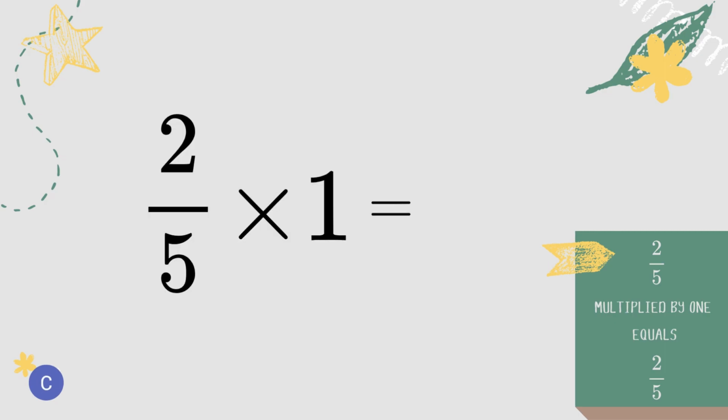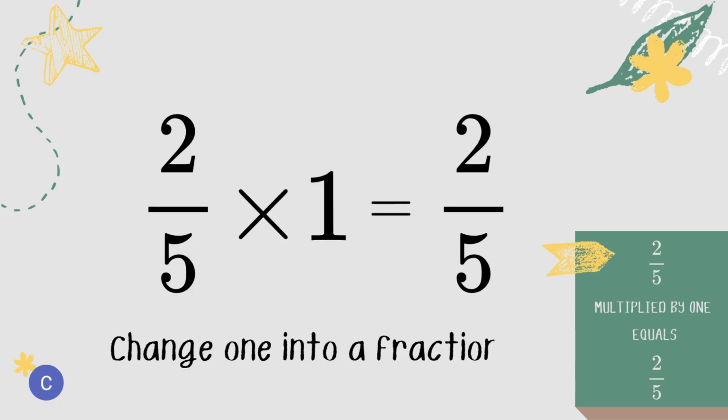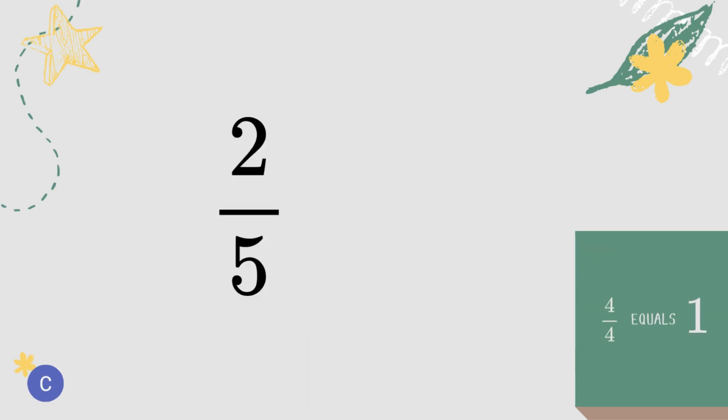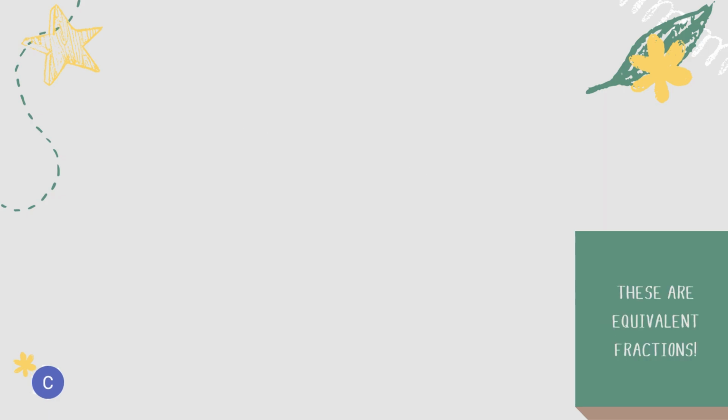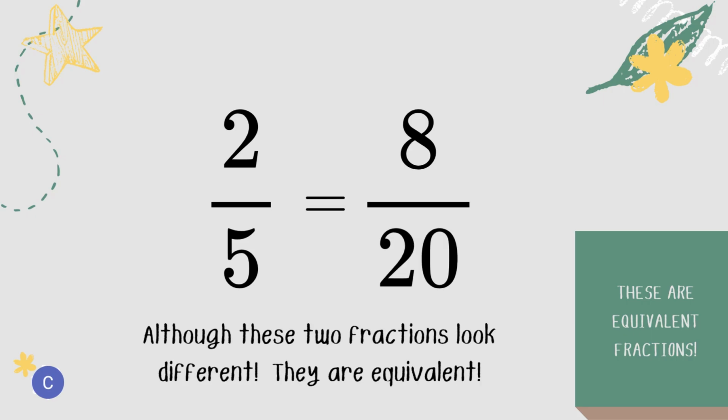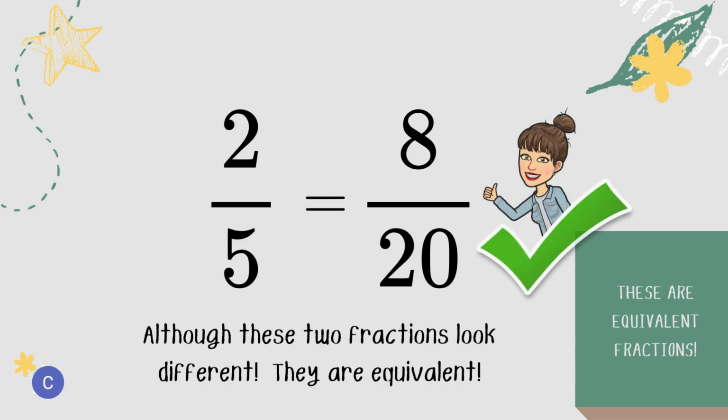2/5 times 1 equals 2/5. We can use any form of the number 1 to create an equivalent fraction. Let's use 4/4 for this example. 2/5 is equivalent to many fractions. One equivalent fraction for 2/5 is 8/20. These two fractions are worth the same exact amount.